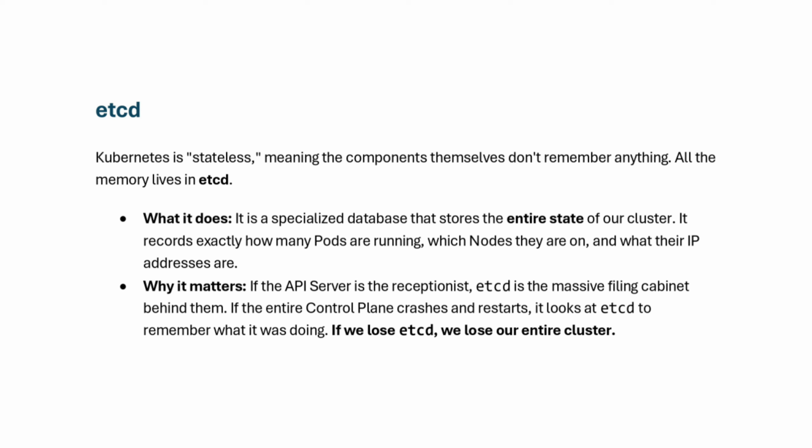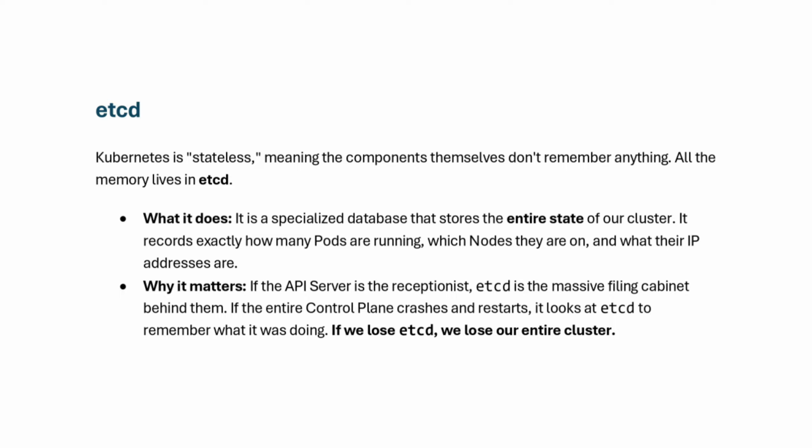Why it matters? If the API server is the receptionist, etcd is the massive filing cabinet behind it. If the entire control plane crashes and restarts, it looks at etcd to remember what it was doing. If we lose etcd, we lose our entire cluster. So you can remember this point: if the entire control plane, including all components in it, crashes and restarts, it looks at etcd, which acts as a specialized database, to remember what it was doing.